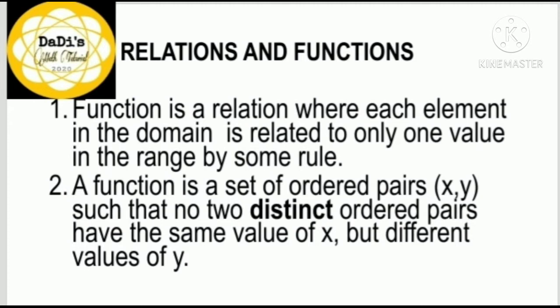So, if we move to number 2, we have a function is a set of ordered pairs xy. Diba, nasabi natin yung set of ordered pairs is a relation. Kaya nasabi natin in number 1 na function is a relation such that no two distinct ordered pairs have the same value of x but different values of y. So ito yung sinasabi natin kanina na dapat yung ordered pairs, ang value ni x iisa lang dapat ang y at hindi pwede magkaroon ng maraming y. So, dapat si x, isa lang ang y, pero si y pwede magkaroon ng maraming x. That is the definition or characteristic of function.